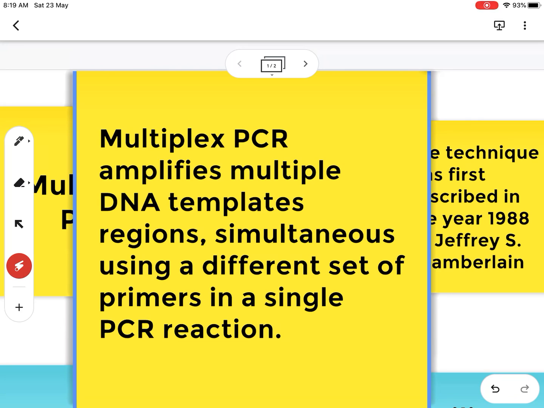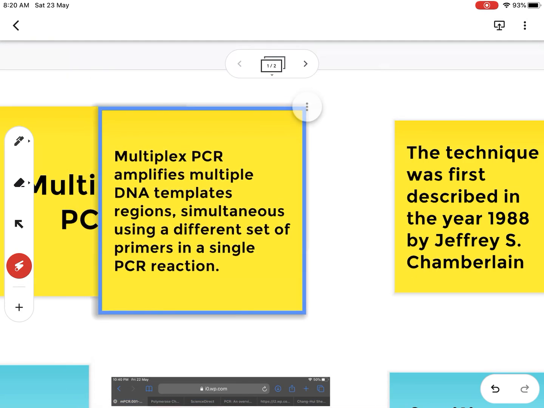But what if we perform multiple experiments in a single reaction? It will save money and time, and that is exactly what multiplex PCR facilitates. Various template regions are amplified in a single PCR run, which means in 4 hours we can perform multiple PCR assays using the multiplex PCR technique. It is not a different machine, it is just a modification of conventional PCR.